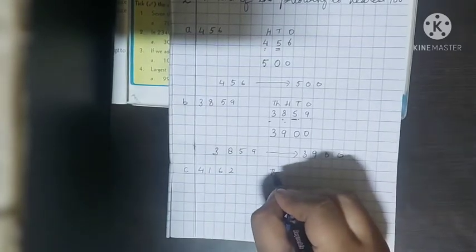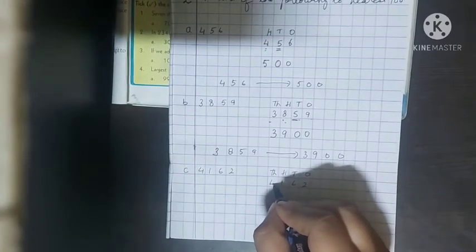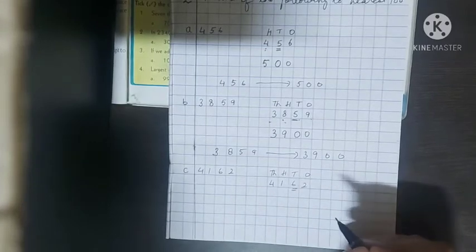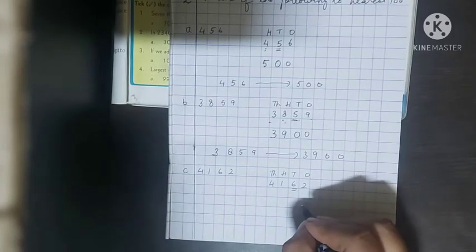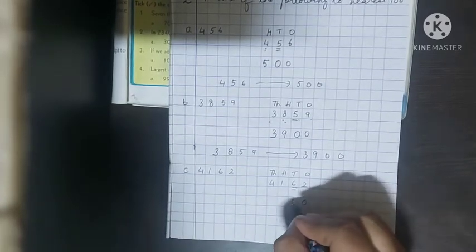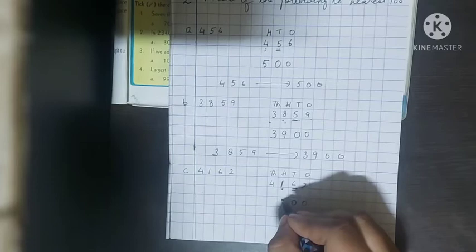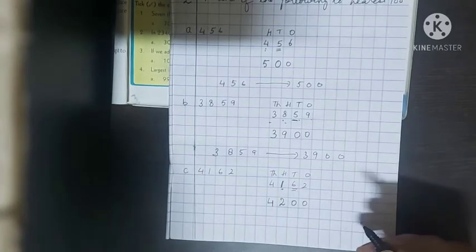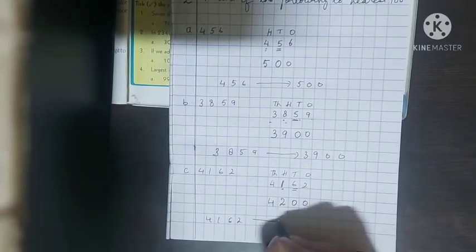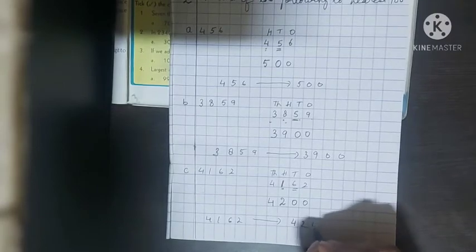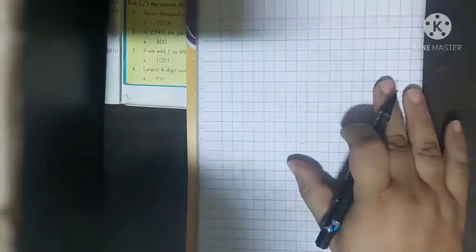Now the third one is 4162. Again arrange in 1000, 100, tens, ones: 2, 6, 1, 4. What is the number at tens place? That is 6. So again it is 5 or more than 5. So you will convert ones into 0 and tens into 0 and you will add 1 to the number at 100 place. 100 place is 1. 1 plus 1 is 2. And 4 will be copied as such. So 4162 when rounded off to nearest 100 will become 4200.